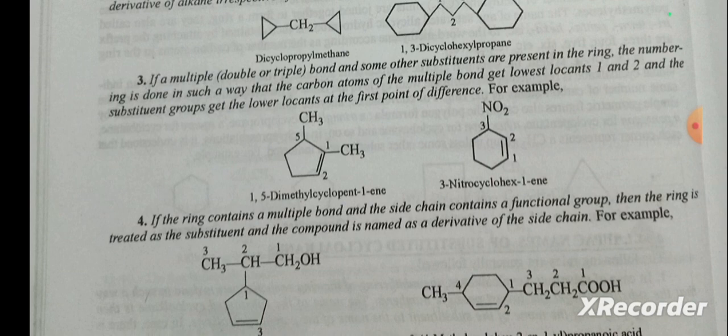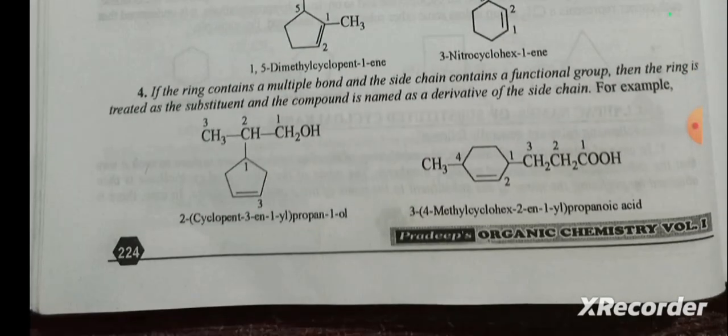If a multiple double or triple bond and some other substituent are present in the ring, the numbering is done in such a way that the carbon atoms of the multiple bond get the lower locants 1 and 2, and the substituent groups get the lower locant at the first point of difference. For example, 1,5-dimethylcyclopentene, 3-nitrocyclohexene.